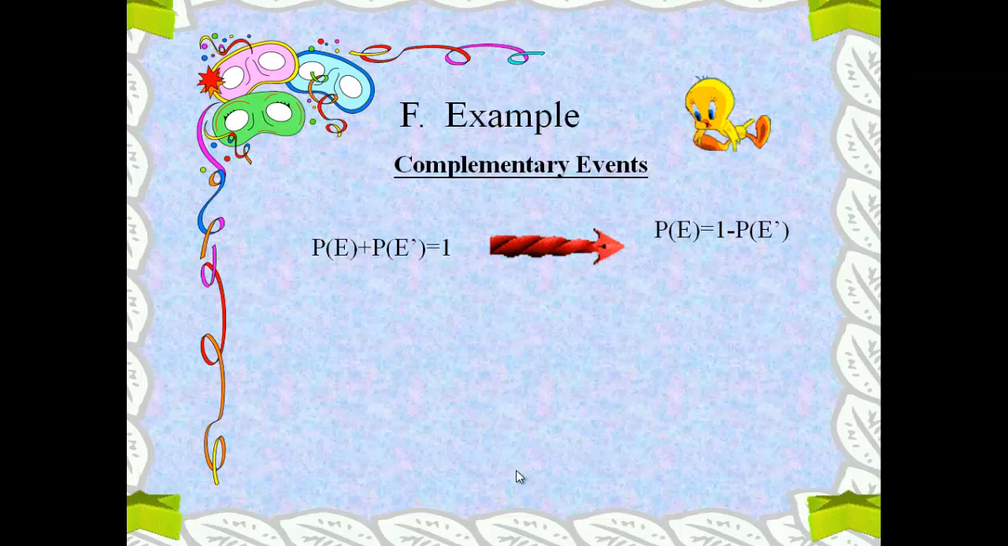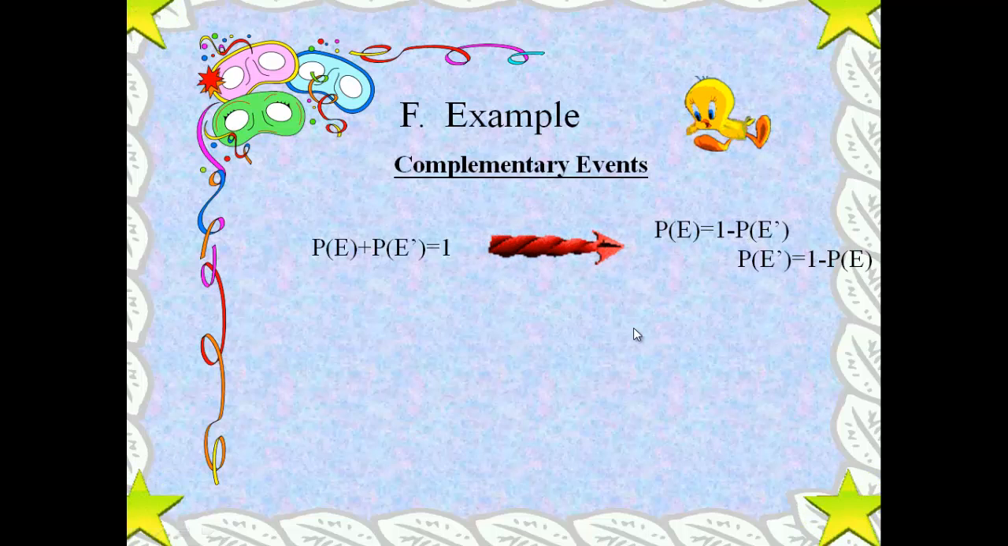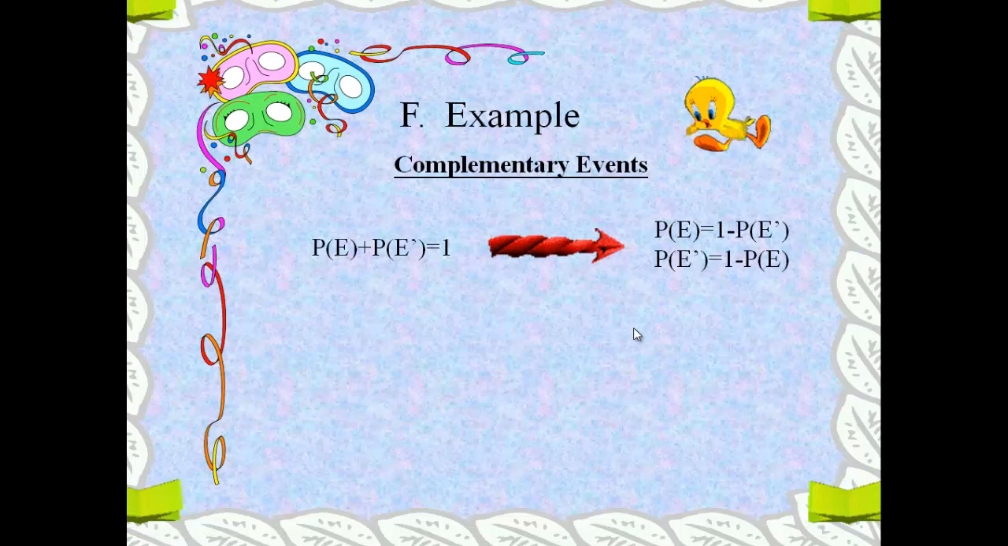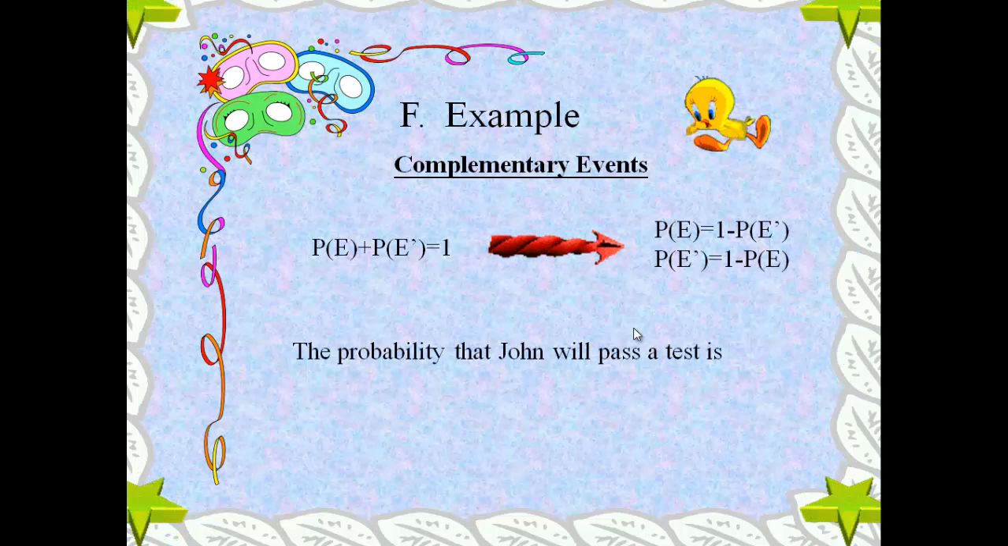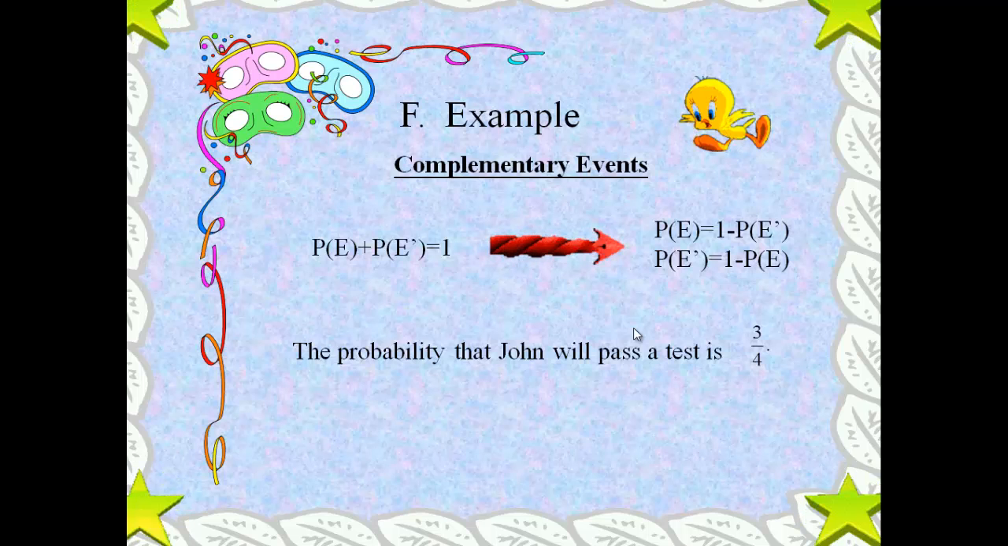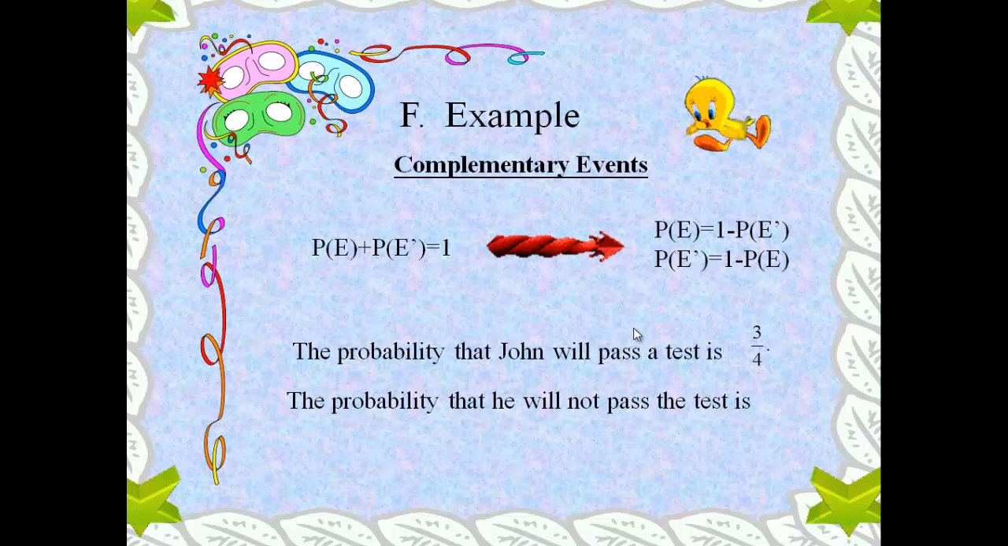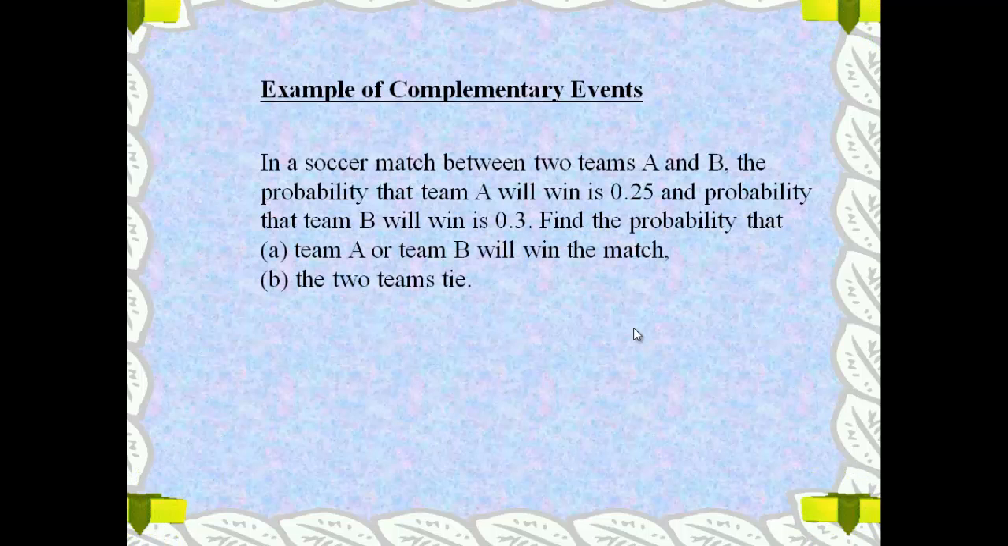So this is a useful form of the equation we looked at earlier for complementary events. It enables us to find this if we're given this, and vice versa. So the probability that John will pass a test is 3/4, so the probability that he will not pass the test is 1 minus 3/4, a quarter.